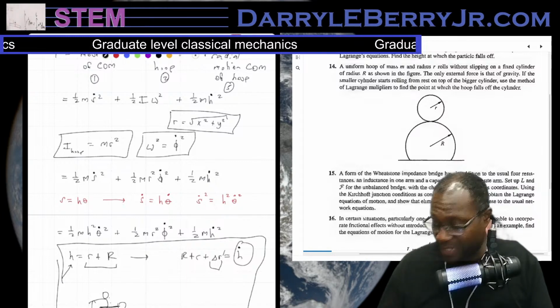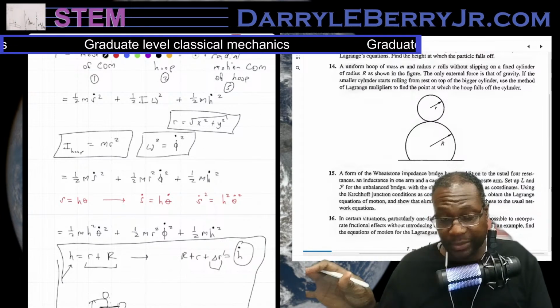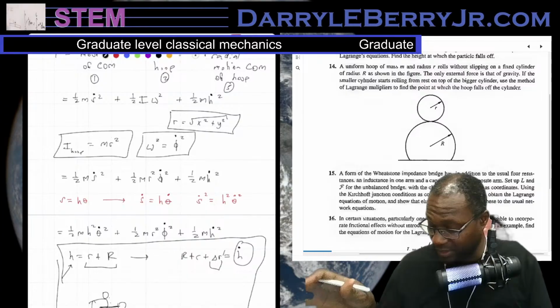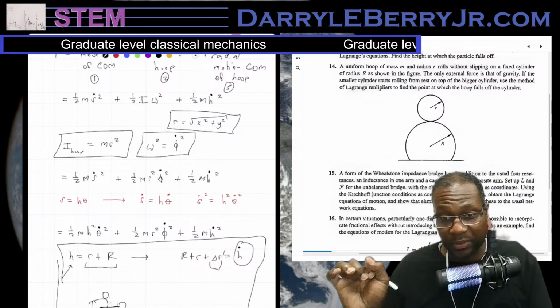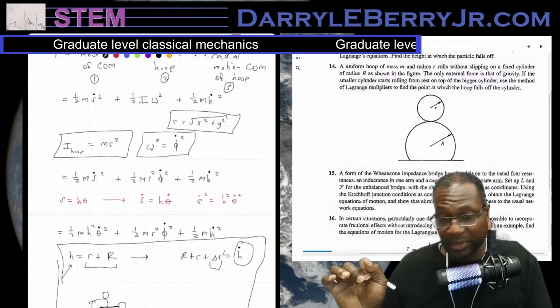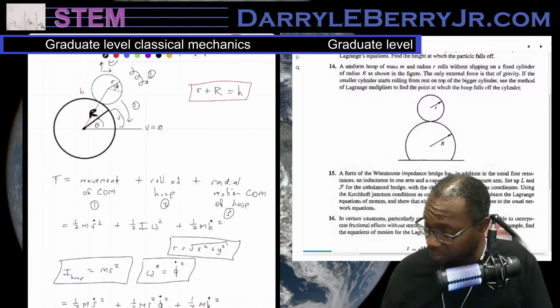So now I think we have our kinetic energy. I think I explained all the details for that. 1/2 m h squared theta dot squared plus 1/2 m r squared theta dot squared plus 1/2 m h dot squared. All right, so we got that.